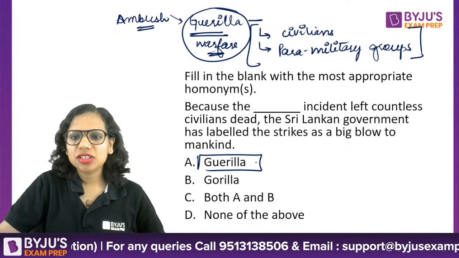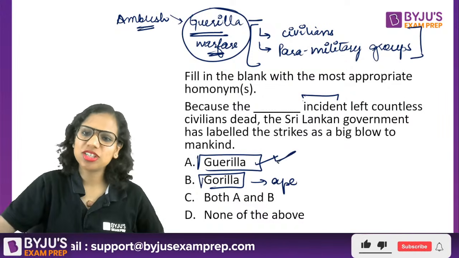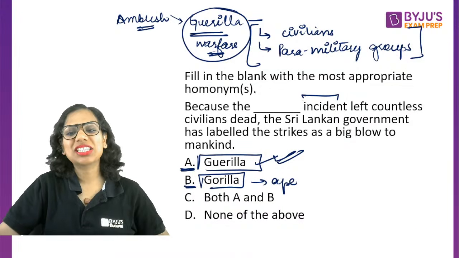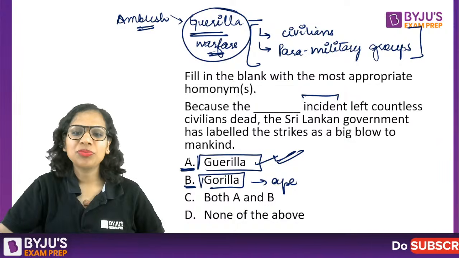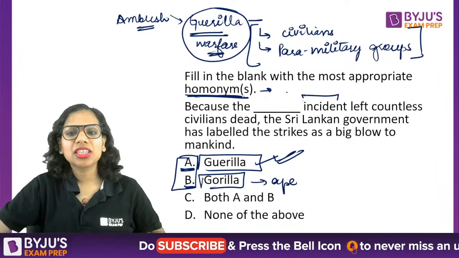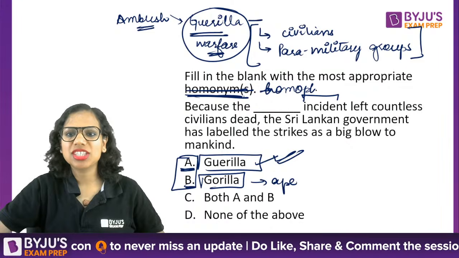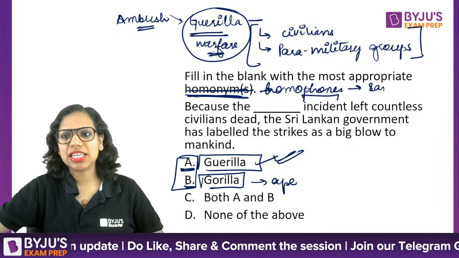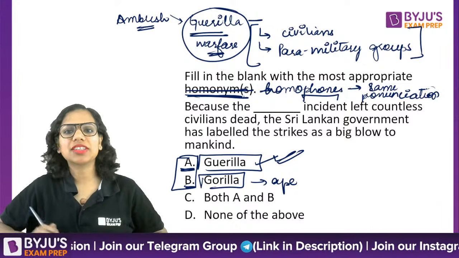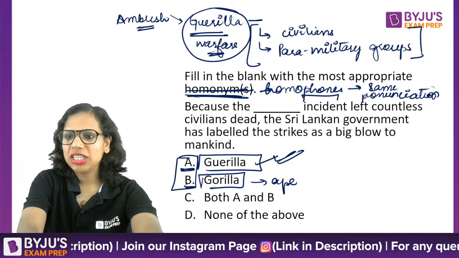So now the guerrilla incident. Definitely I am not talking about the ape gorilla here. I am talking about this warfare here, right? So A is the answer. B simply means the ape gorilla, that we know about. So these are two commonly confused words. They are in fact homophones. They have the same pronunciation. Their spellings are different, but they share the same pronunciation. Clear? A is the answer. I hope all of you are with me here.